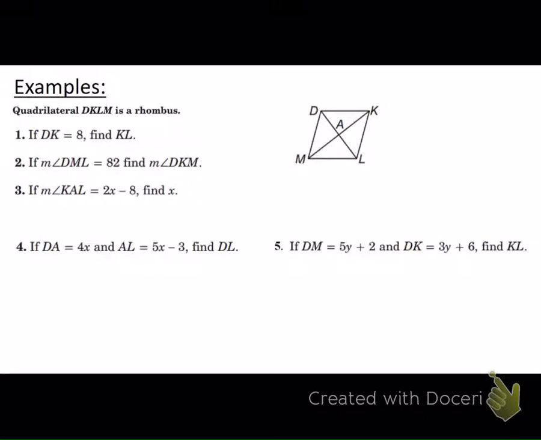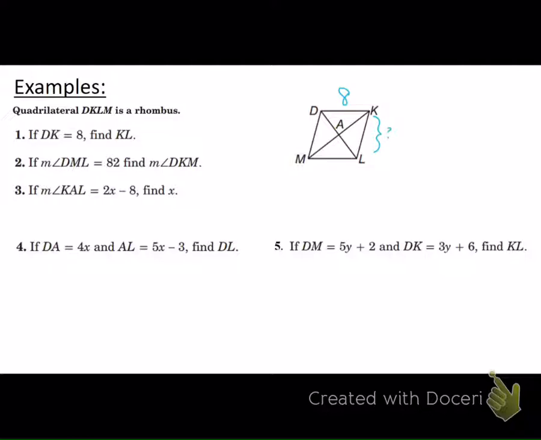Is this the slide that's next for you? Okay. Quadrilateral DKLM is a rhombus. If DK is 8, okay, I'm sorry, these are different questions. If DK is 8, what is the length of KL?